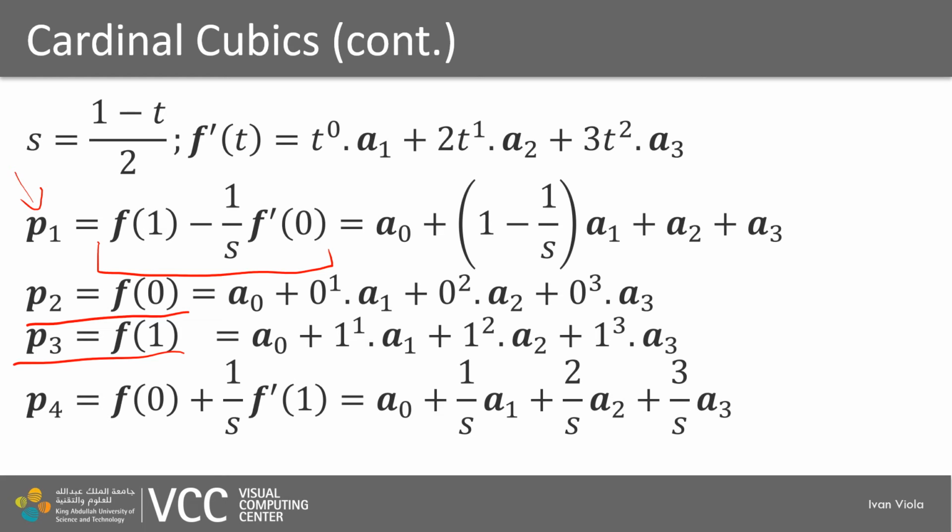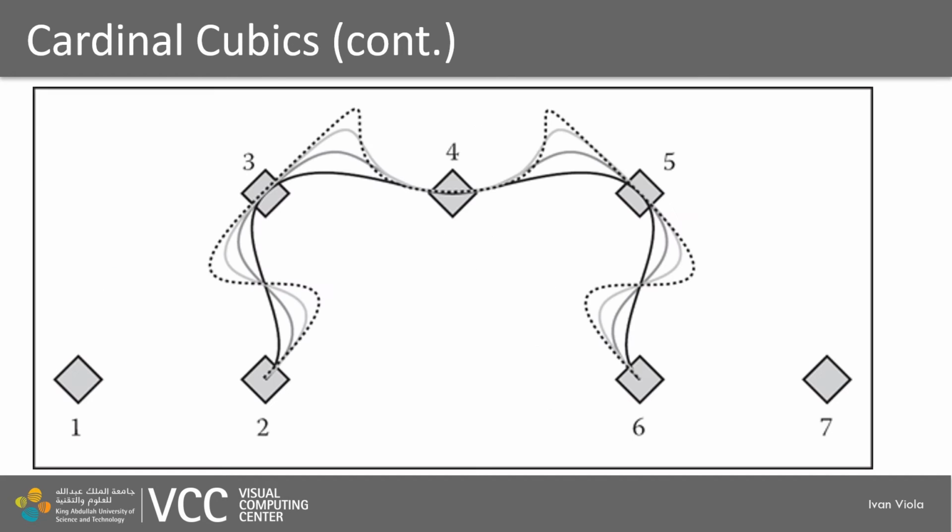Nevertheless, we can establish the relationship between the points and the A coefficients, and from that, eventually, we are able to calculate our constraint matrix. The constraint matrix is then turned into our basis matrix, and then we have our basis functions, which are used for blending the cardinal cubics.